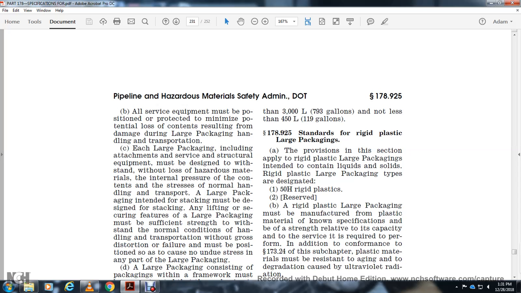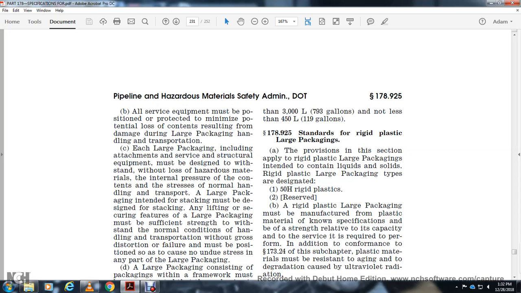The provision with the section of rigid plastic intended to contain liquid solids with the rigid plastic large packaging type of design. Designated 50H of the rigid plastic, B2 is reserved. Rigid plastic large packaging is manufactured with plastic material of known specification, and strength must be shown relative to the performance capacity. Service is required; additional performance of 178.324 with the subchapter plastic.